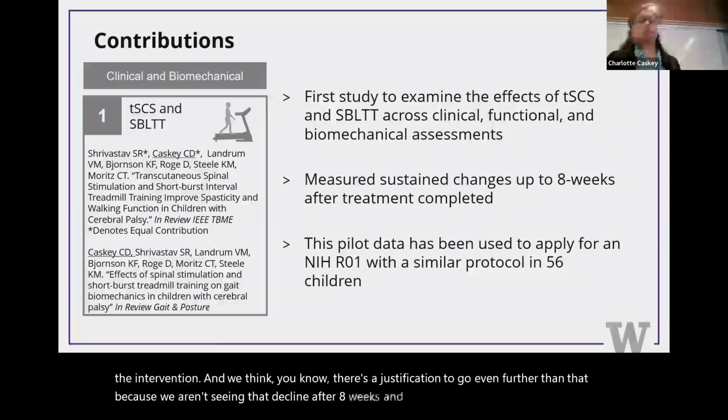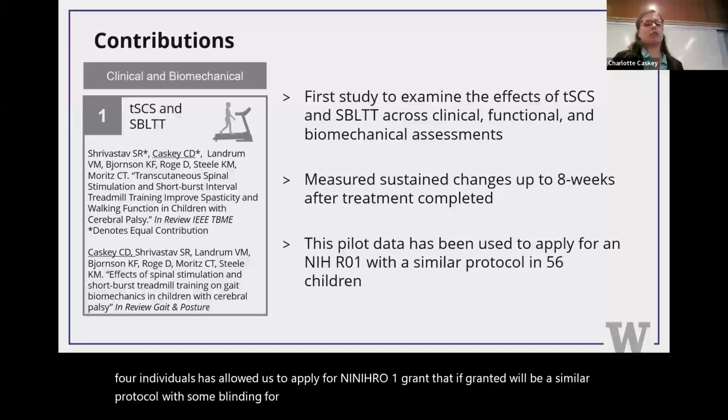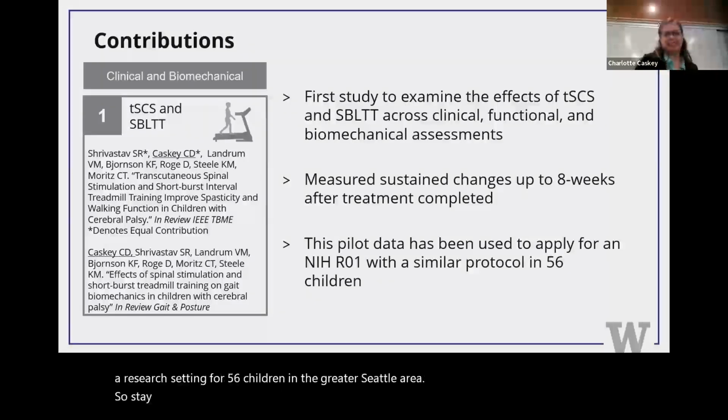And also really excitingly, this pilot work of 4 individuals has allowed us to apply for an NIH R01 grant that, if granted, will be a similar protocol with some blinding for participants and will allow us to implement spinal stimulation in a research setting for 56 children in the greater Seattle area. So stay tuned for more about that.